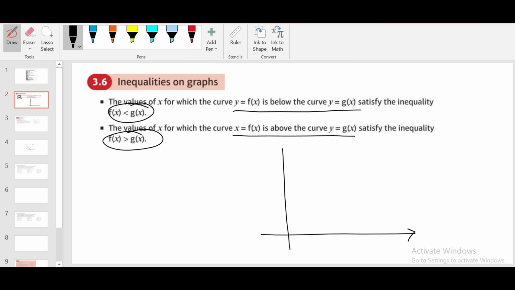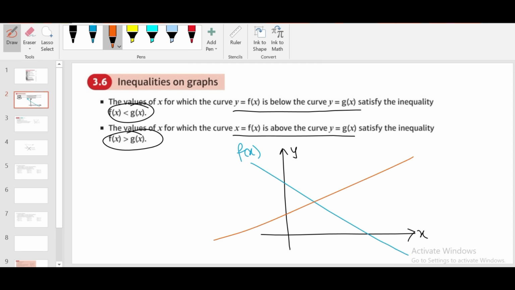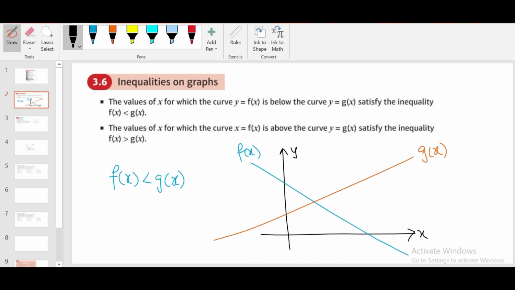Let's say you have two graphs, x, y, and then this is f of x, and you have g of x here. They want you to solve f of x is less than g of x. So what you need to do first is find the point of intersection of these two graphs. Let's say the x coordinate of the point of intersection is 2. Divide the graph through the point of intersection. So you have two regions, region 1, region 2.